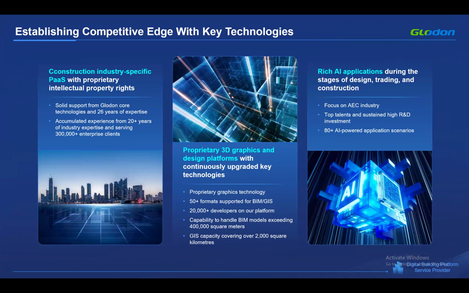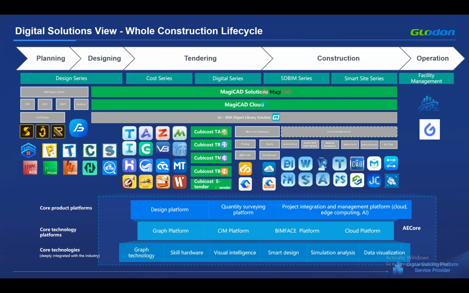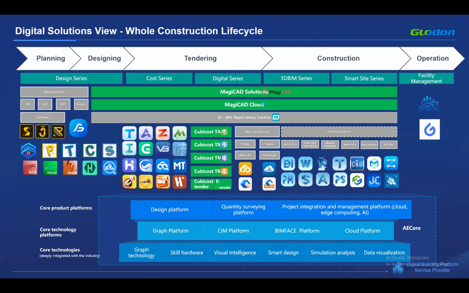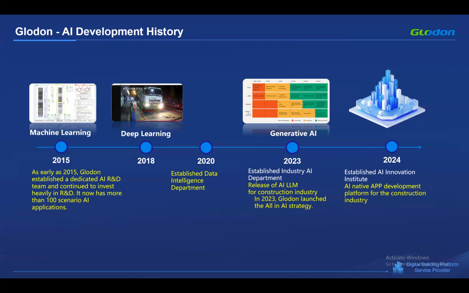And we have very strong proprietary 3D graphic platforms. We produce all our 3D models by using these graphic platforms. And we have more than 130 software, and CubiCost software is one of them. We can use our software in planning, designing, tendering, construction, and operation. And we care about AI development. We started with machine learning in 2015. Then we moved into deep learning and generative AI, and we established the AI Innovation Institute in 2024.